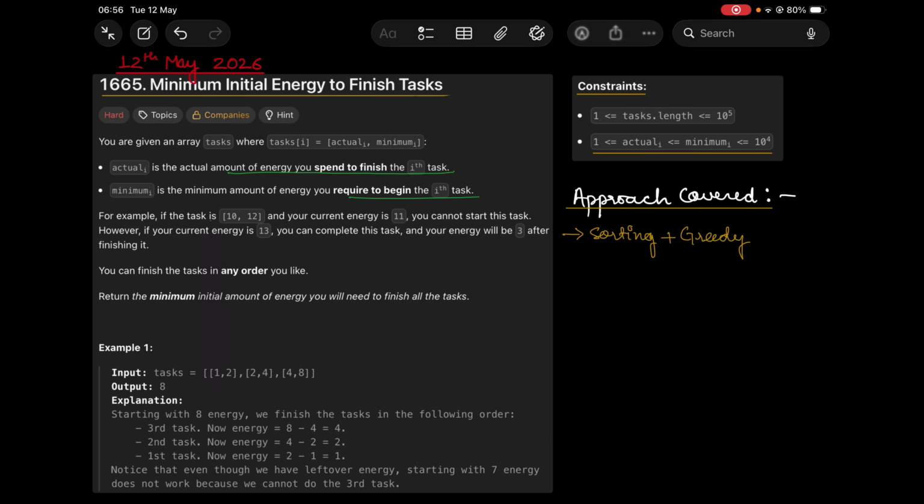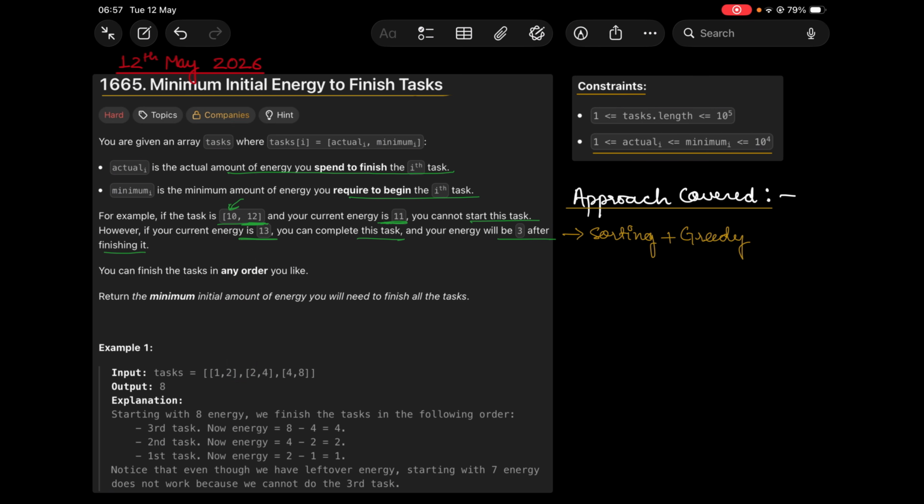For example, if you have task as 10, comma 12, and your current energy is 11, you cannot start this task because the minimum energy required to complete this task is 12 and you have energy as 11. However, if your current energy is 13, you can complete this task because the minimum required energy is 12, and your energy will be 3 after the task is finished because we actually required 10 to finish this task.